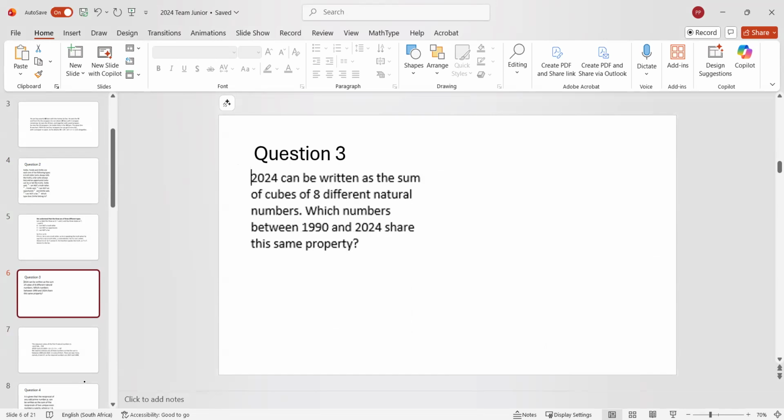Okay, let's get on to the next problem, question 3. It says that 2024 can be written as a sum of cubes of 8 different natural numbers.